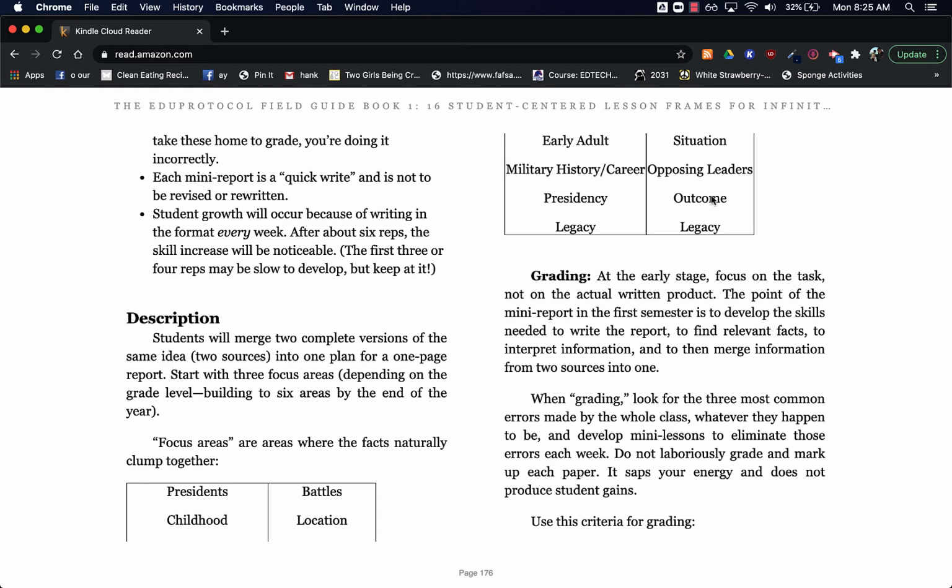Where was it located? What was the situation? Why was this battle taking place? Who were the different leaders? What was the outcome? And what happened because of that? So we're focusing on the task of being able to find details and being able to find facts and use them and cite them and things like that.